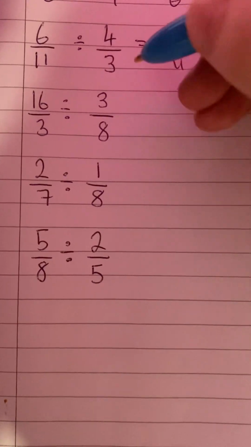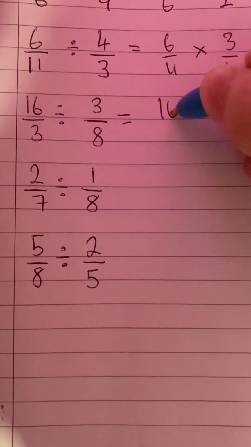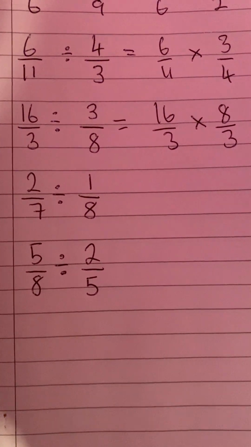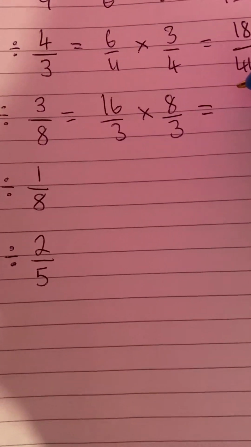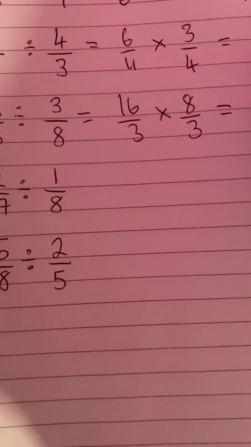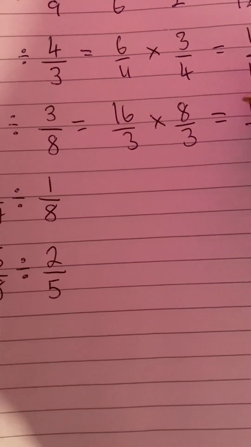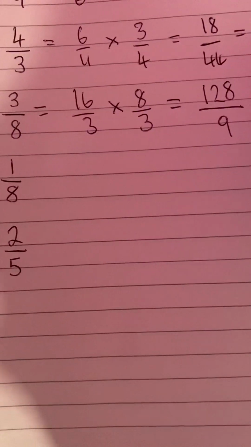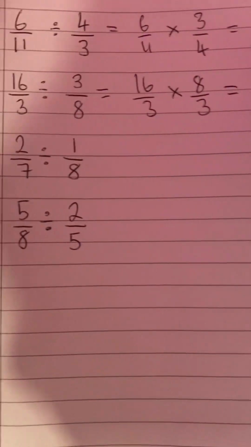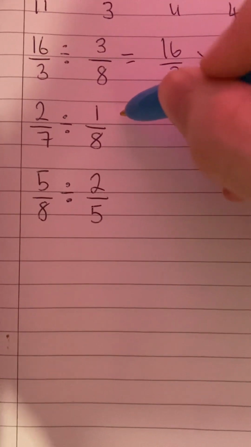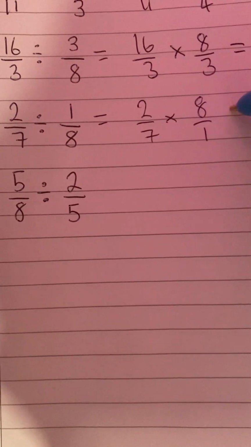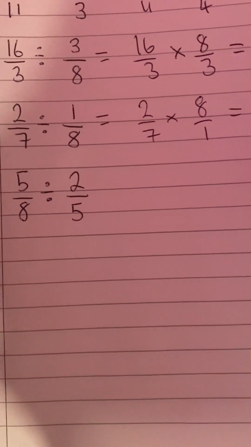So 16 over 3 divided by 8/3 is the same as 16 over 3 times 3 over 8. I am going to test myself here by having to do 16 times 3, and then that is divided by 3 times 8. And I don't believe that goes any further. So moving on. 2/7 divided by an 1/8 is the same as 2/7 times 8 over 1, which is equal to 16 over 7.